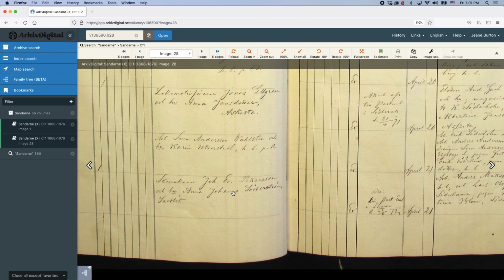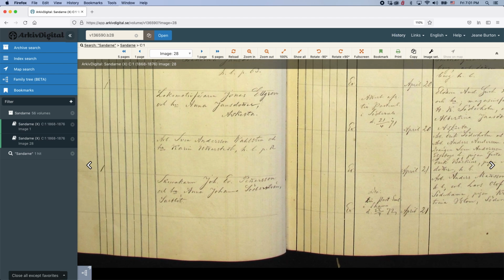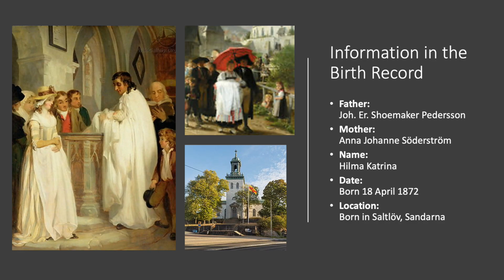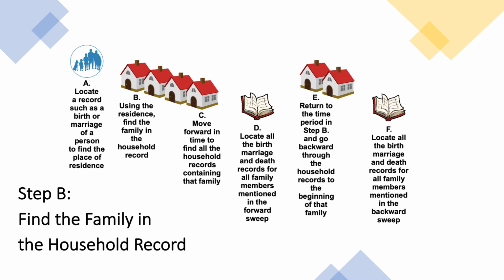Okay, so we have found her birth record, and we are going to now move to the next step. So here's what we've learned from reading the birth record. Notice how much information we've gained from just one record. With each record, we will watch this list of information grow. Now that we've collected information from the birth record, we are ready for Step B. Step B says, using the residence, find the family in the household record. I'm going to look for Hilma in the household record at the time period of her birth. Hopefully the information we gained from the birth record will help us locate her family in the household record.